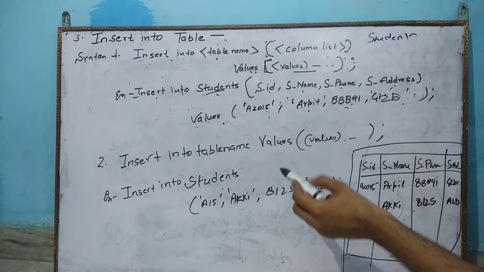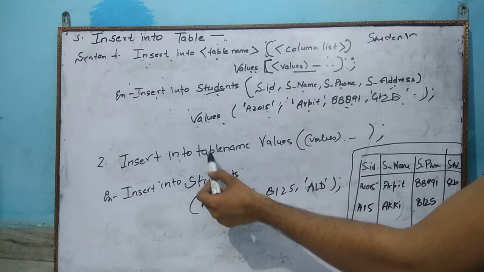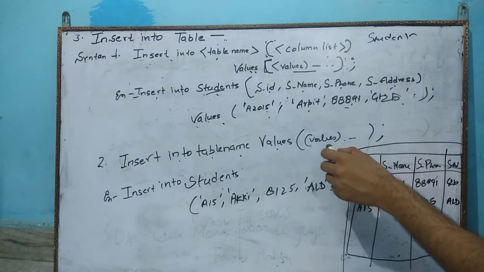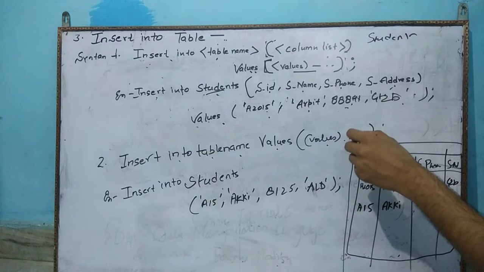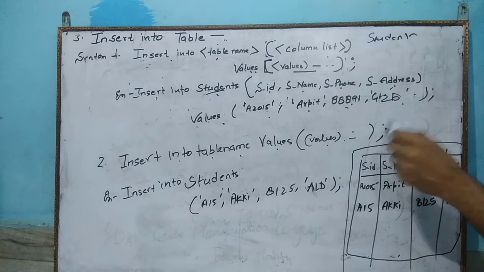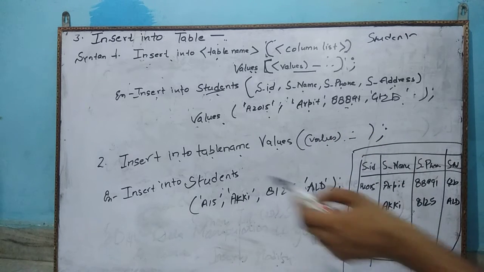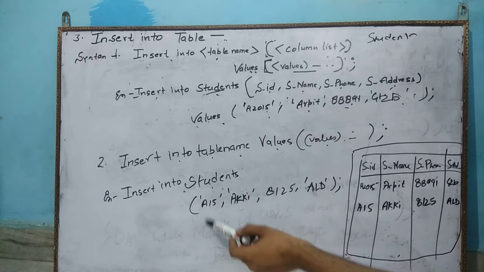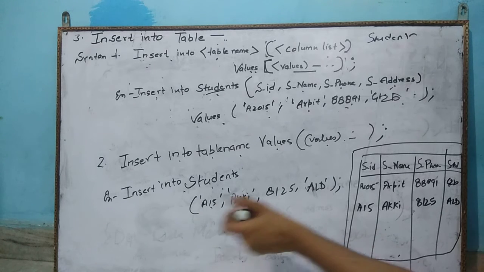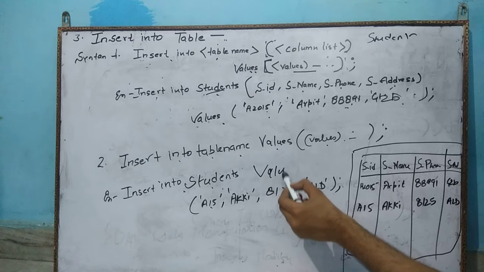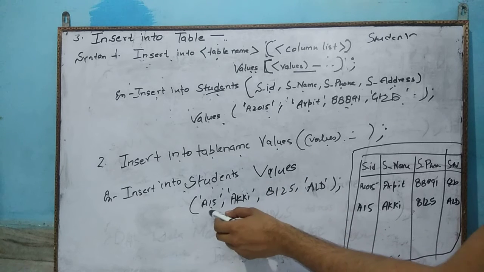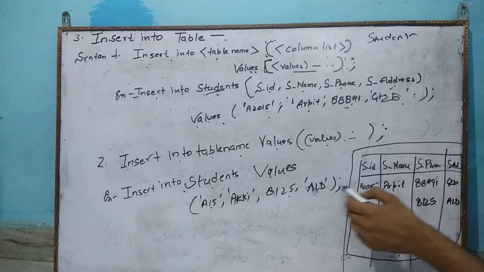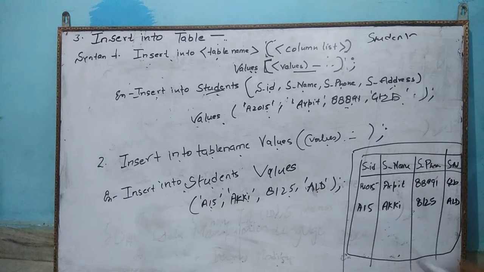Now the second syntax is insert into table name values, with the values directly given and separated with semicolon. For example, insert into student values A15 Akki 8215 Allahabad, separated with semicolon.